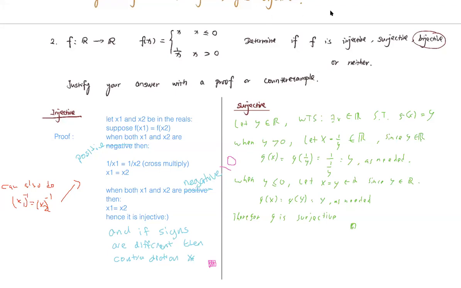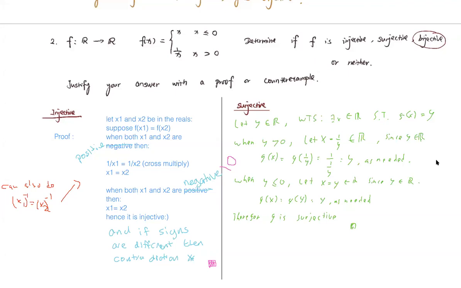Are we done? Anyone else want to add anything to it? Okay, seems like you guys finished the proof. Let's have a look. So let's look at the injectivity first. Let x1 and x2 be in reals, okay? Suppose that f of x1 equals f of x2.